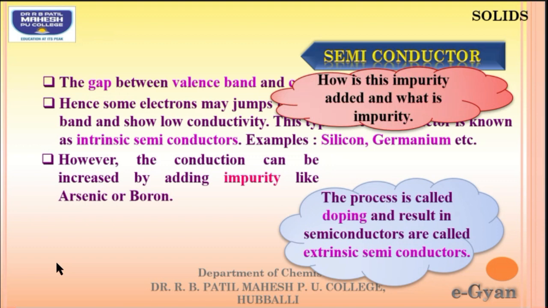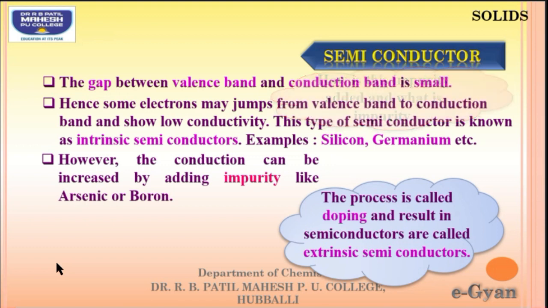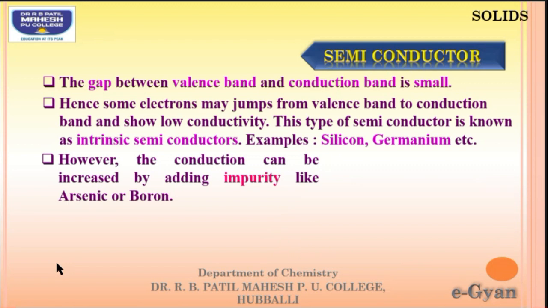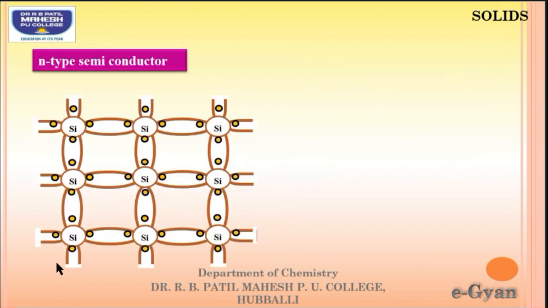And how are these impurities going to be added, and what are they called? They are called dopants. Let me take one type of extrinsic semiconductor, that is N-type semiconductors.